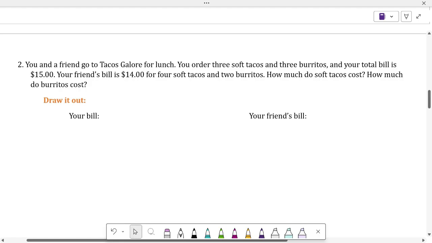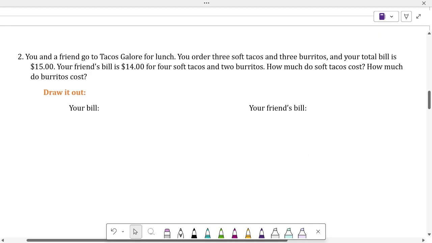Number 2, these ones are a little bit different because it's not going to be so obvious a rate of change in a starting value. You and a friend go to Tacos Galore for lunch. You order 3 soft tacos and 3 burritos, and your total bill is $15. Your friend's bill is $14 for 4 soft tacos and 2 burritos. How much do soft tacos cost and how much do burritos cost?